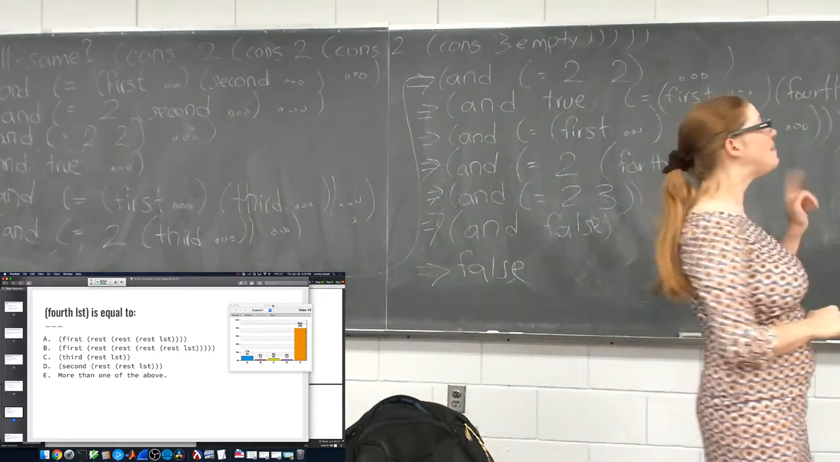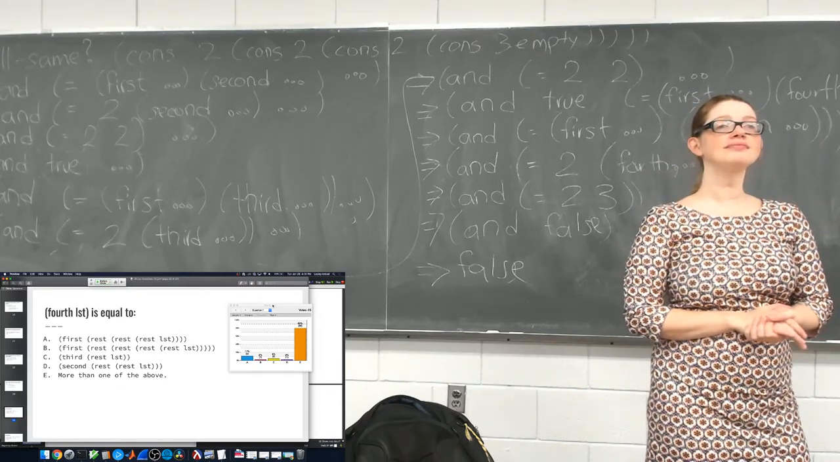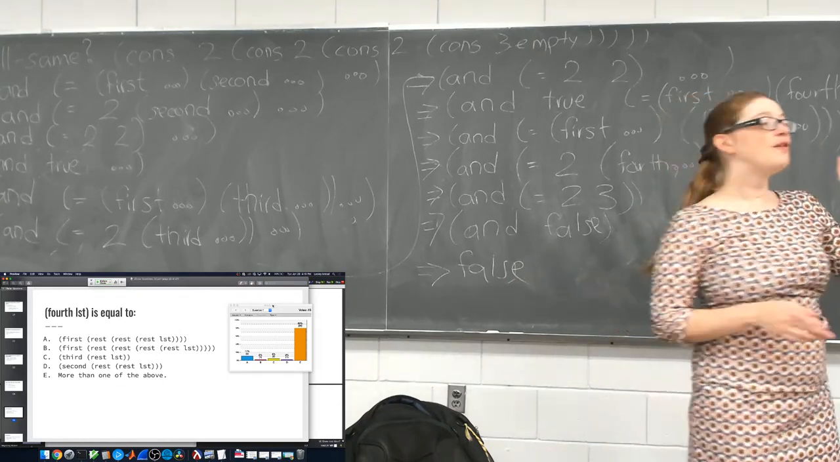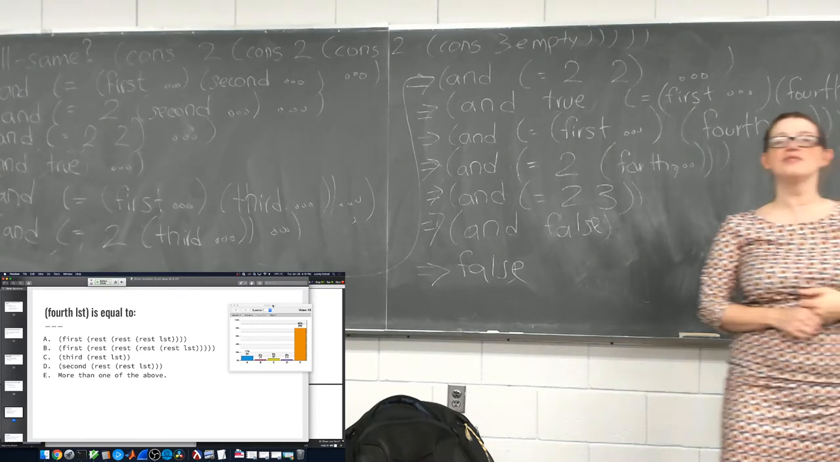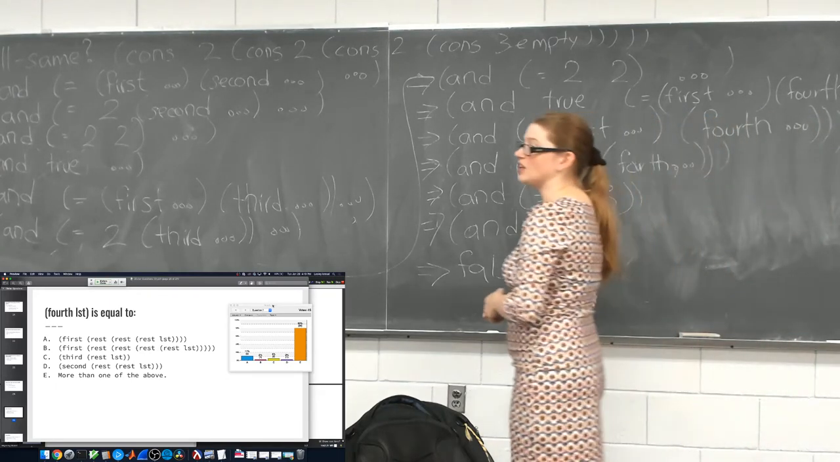How many of you say B works? It doesn't work. The B actually gives you the fifth element, and C and D also give you the fourth element. So the third item from the rest of the list is the fourth item, and the second item from the rest of the list is also the fourth item of the list.